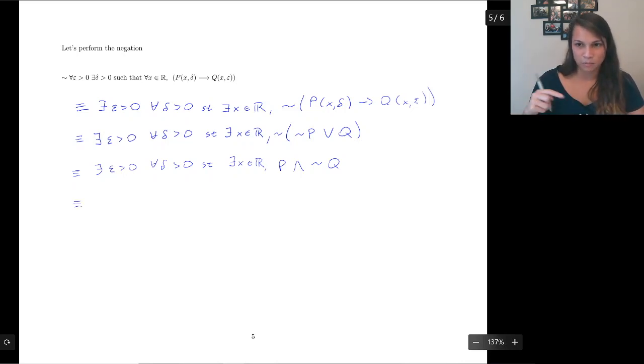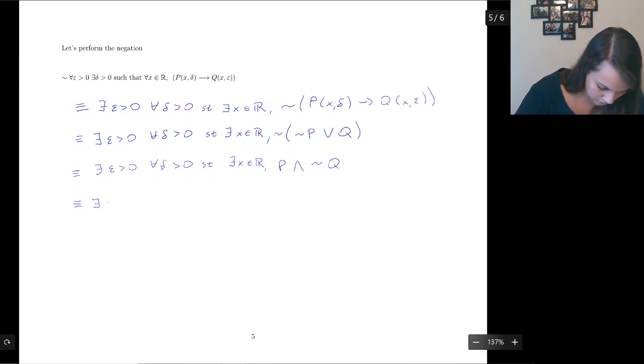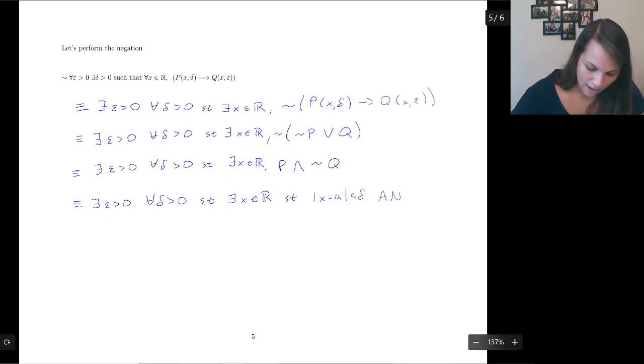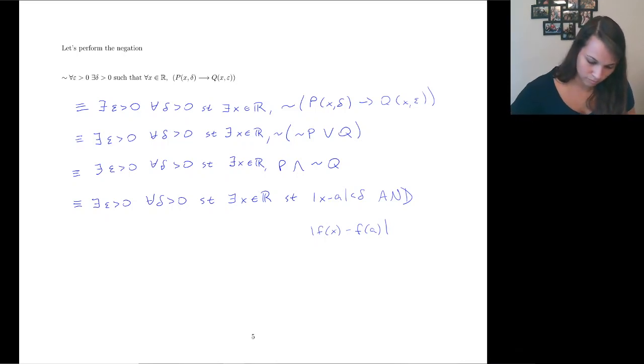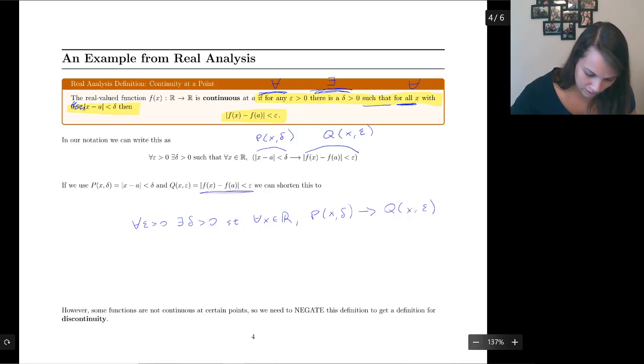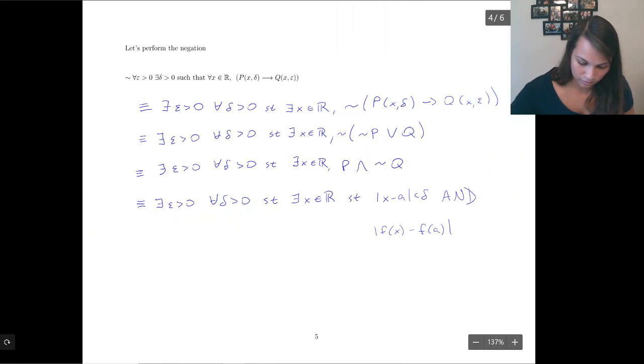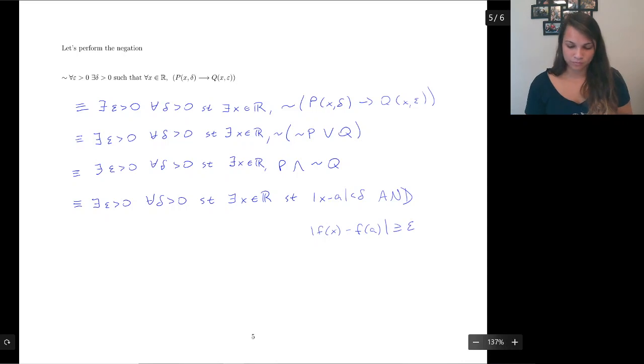Okay, let's sub in what we know about P and Q now. So there exists epsilon greater than 0 for all delta greater than 0 such that we can find an x such that |x minus a| is less than delta, and |f of x minus f of a| is, let's see, the negation of Q would mean, what was Q? This is Q, so the negation means we need a greater than or equal to. There we go. Okay, we might not know what this means, but we can sure as heck negate it.